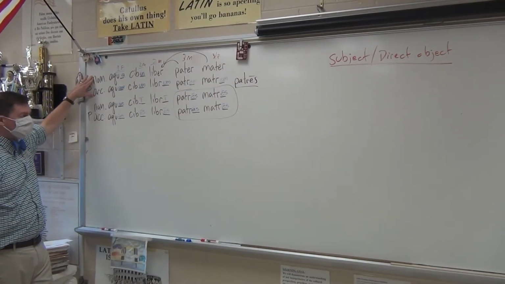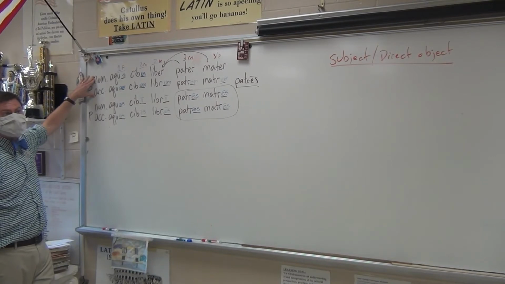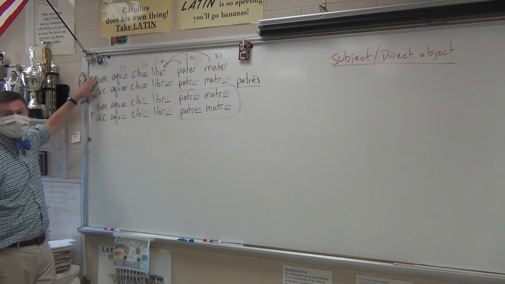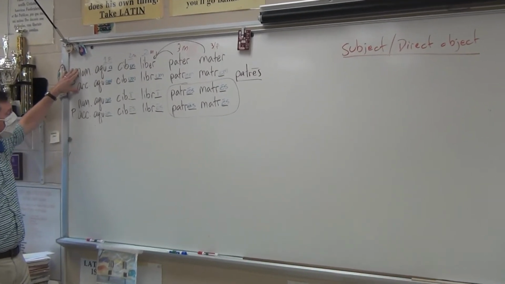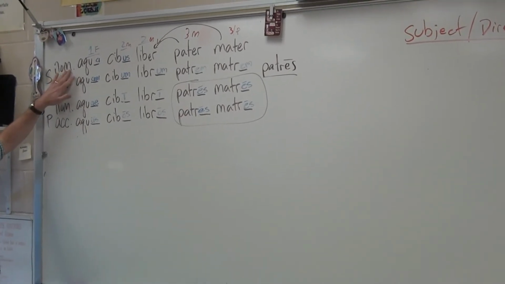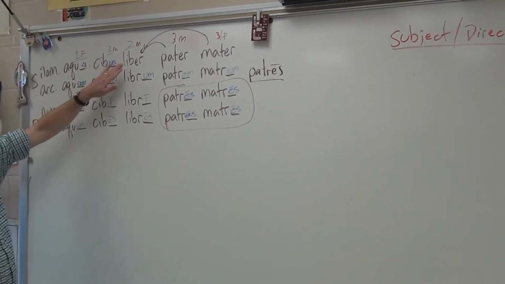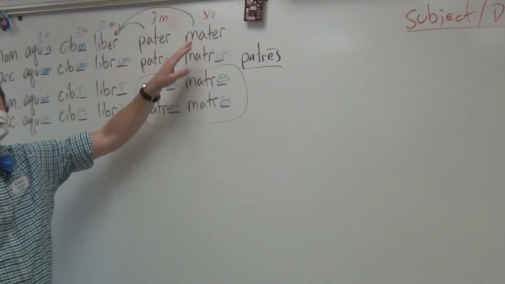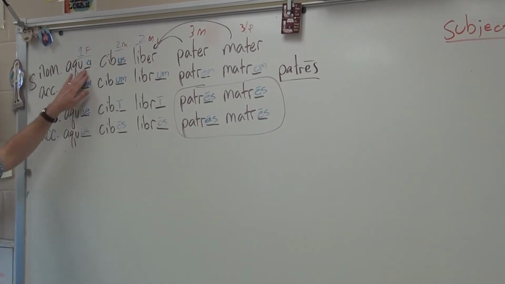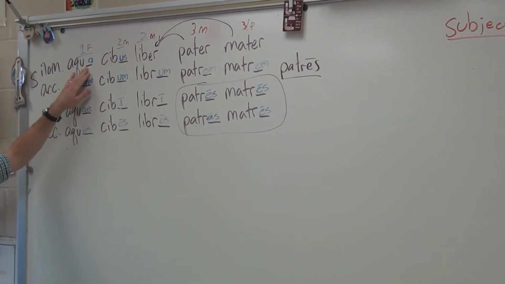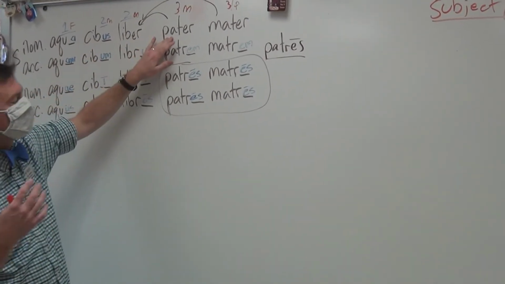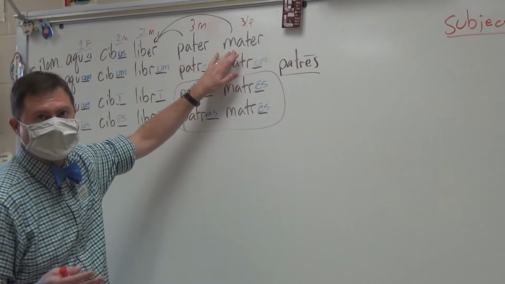Now, hopefully you have noticed in class, every single time I say nominative, students say subject. Every single time I say accusative, students say direct object. And that is because every single time a word appears in the nominative, aqua, cibus, liber, pater, mater, it's going to function as the subject. And so if we were to translate these words, we cannot just say water, we must say the water does something. The water verbs, the food verbs, the book verbs, the father verbs, the mother verbs.